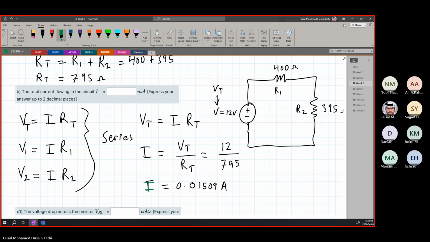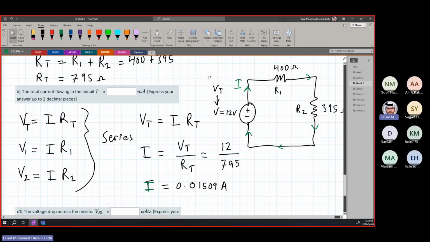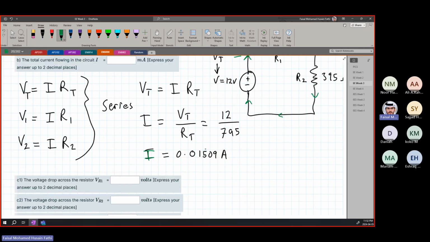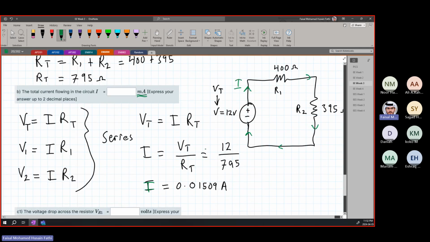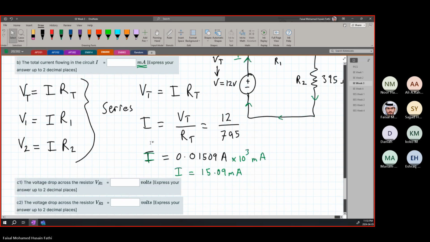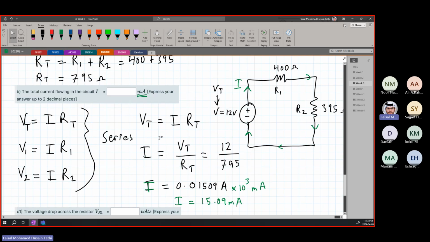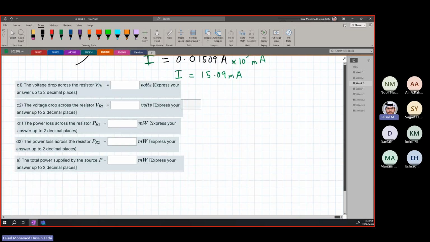This I is the same I that is going out throughout the entire circuit as we saw earlier. It is the same I. This is I. Tamam? It's the exact same current. Keep in mind, the question says milliamps. So we need to multiply by 10 to the power of 3 to get milliamps. I is going to be equal to 15.09 milliamps. Tamam? This is how you would solve it for a series circuit, how to find the current.